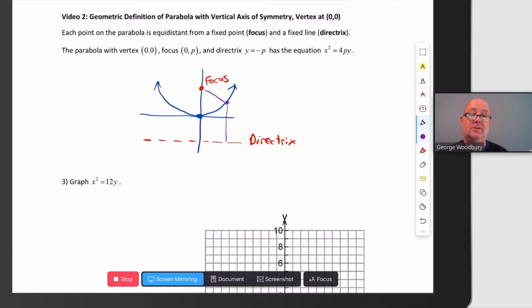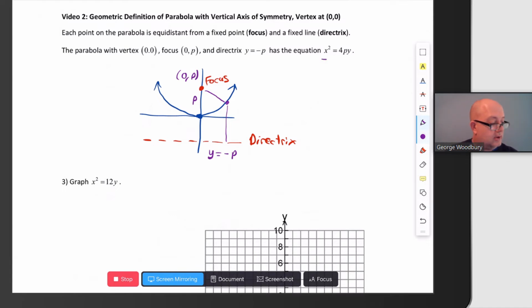The distance from the vertex to the focus, we label that as p. And so if the vertex is at the origin, the focus is at (0, p), and the directrix will be at y equals negative p. Now, if it opens downward, p is a negative value, and so y equals the opposite of p will actually be y equals a positive number. So if it opens downward, the directrix is above and the focus is down below.